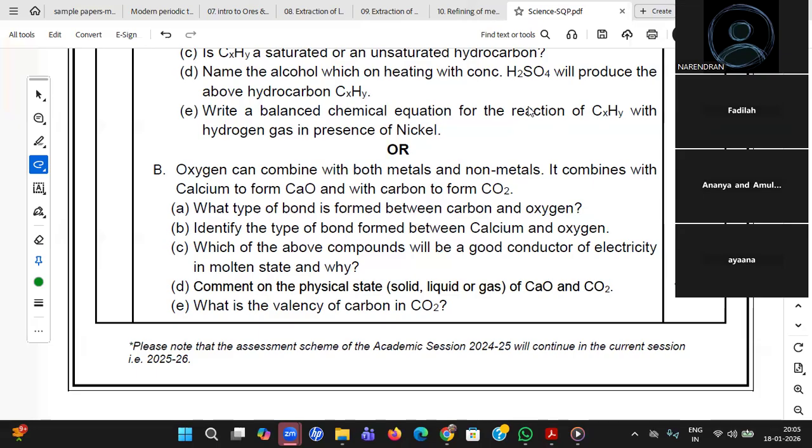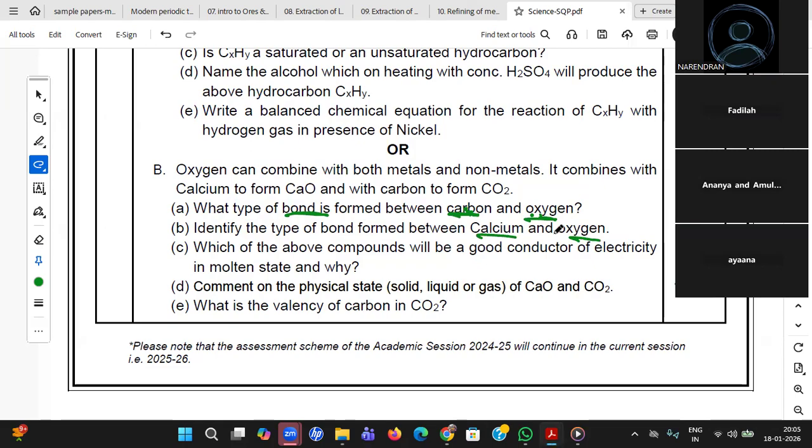Okay, so Rujita, you see carbon, non-metal, oxygen, non-metal, beta. Non-metal and non-metal. Covalent bond. Sir, I misread it as calcium and oxygen. Okay. Yes, covalent bond, right answer. Ananya, Amulya, wonderful students, wonderful. Okay. So next, calcium and oxygen.